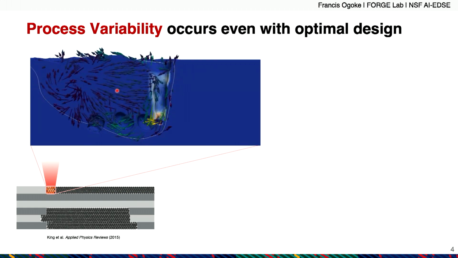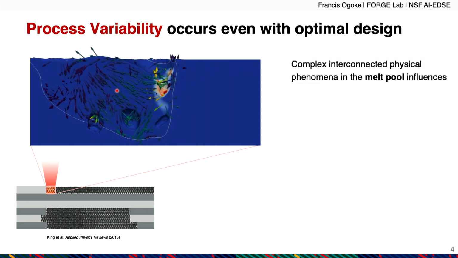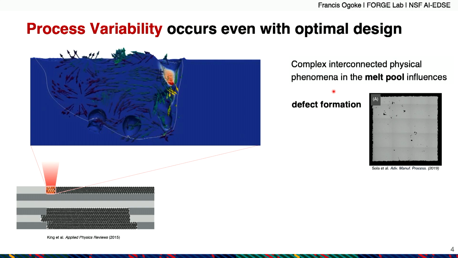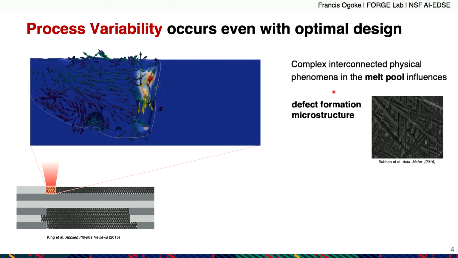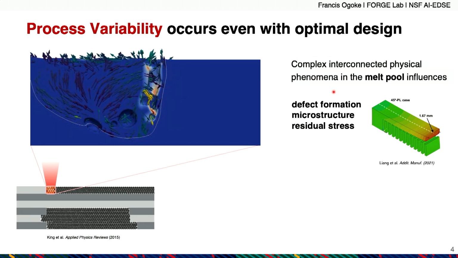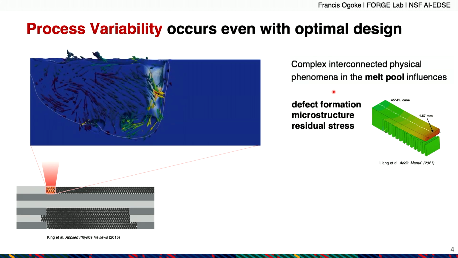And this is really important because we can't ignore it, because it influences things like defect formation. Again, we have these holes in our part if it's not correctly modeled. We can have different microstructures depending on how it cools down, as well as warping, again depending on how we're scanning our part during the printing process.